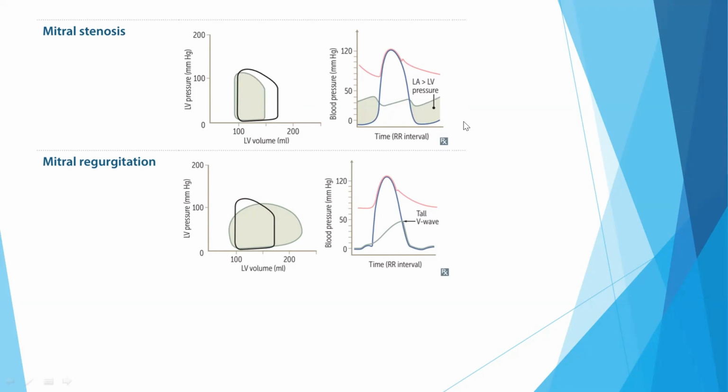And the left atrial pressure becomes way more than the left ventricular pressure, because the mitral valve is stenosed, the blood is accumulating, the lung is pushing blood towards the left atrium, and the blood cannot pass from the left atrium towards the left ventricle, so the left atrial pressure just increases. And when the left atrial pressure increases, the patient will be having lung symptoms.